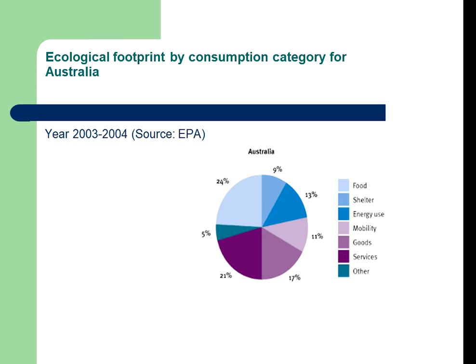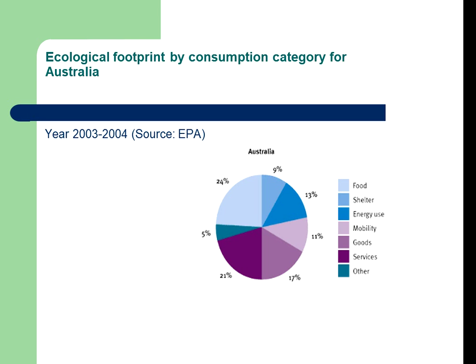On a global scale, Australia has one of the largest environmental footprints per capita in the world, requiring 6.25 global hectares per person. If the rest of the world lived like we do in Australia, we would need the regenerative capacity of 3.6 Earths to sustain our demand on nature. As can be seen in the diagram, in the year 2003-2004, the approximate contribution of the various components were food 24%, goods 17%, energy use 13%, mobility 11%.